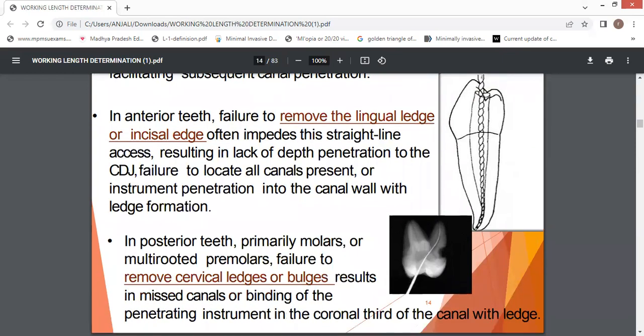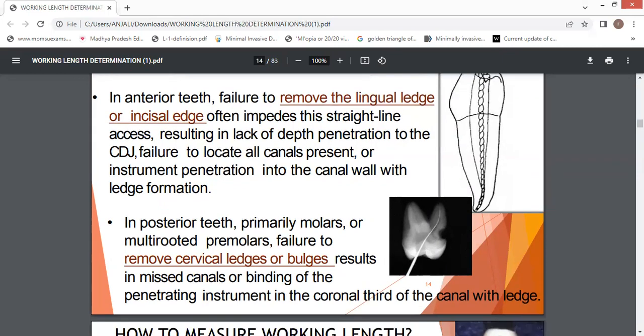In posterior teeth, primarily molars or multi-rooted premolars, failure to remove cervical ledges or bulges results in missed canals or binding of the penetrating instrument in the coronal third of the canal with ledge formation.